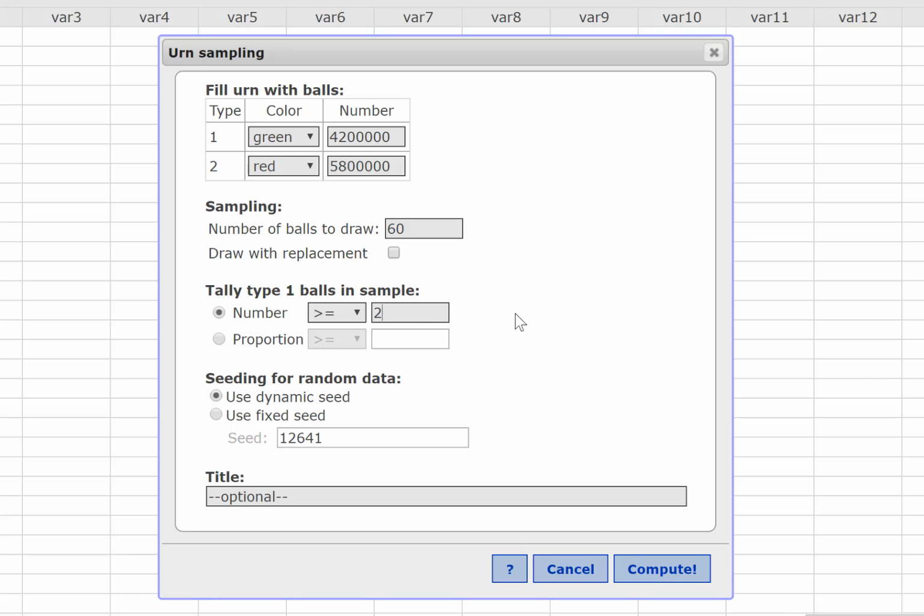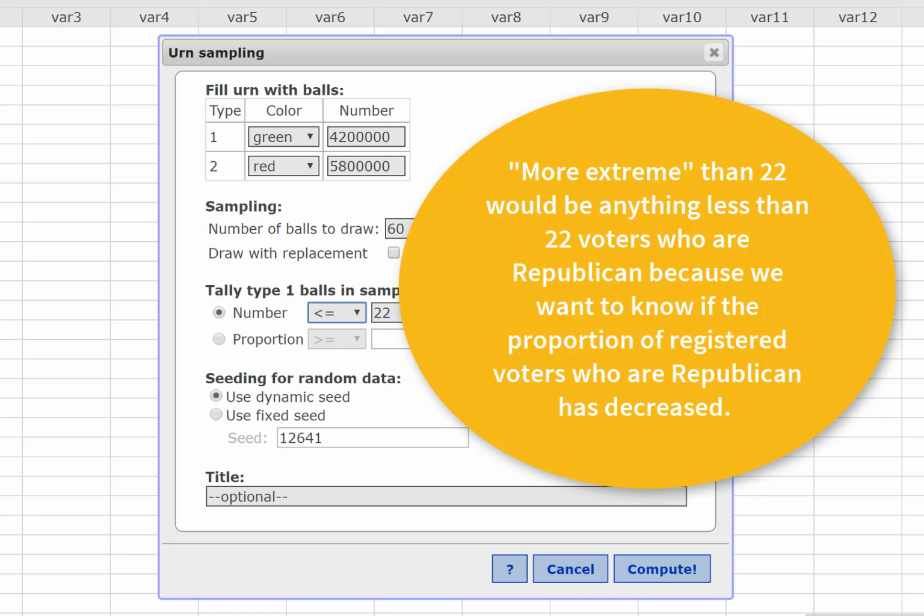Ultimately, we're going to want to know how often we observe 22 or fewer that are Republican, because we actually observed 22 in our actual sample. We want to see how often we get something as extreme or more extreme than what we actually observed. If 22 out of 60 is extreme, certainly 21 or 20 or 19 would also be extreme, because that would be even a lower proportion that are Republican.